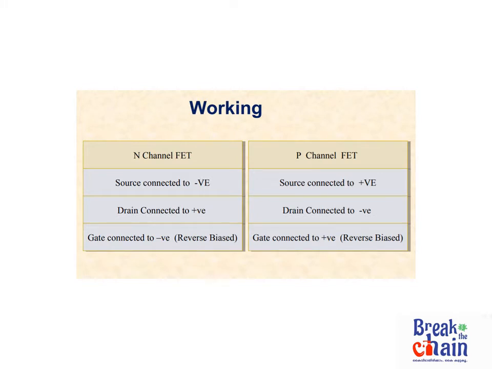For an N-channel FET, source is connected to negative, drain is connected to positive, gate connected to negative. For a P-channel FET, source is connected to positive, drain is connected to negative, gate is connected to positive. You have to be careful that the gate source voltage is always reverse biased. That means the gate source region is always reverse biased to control the current flow.